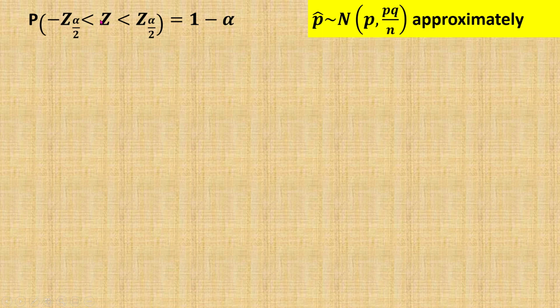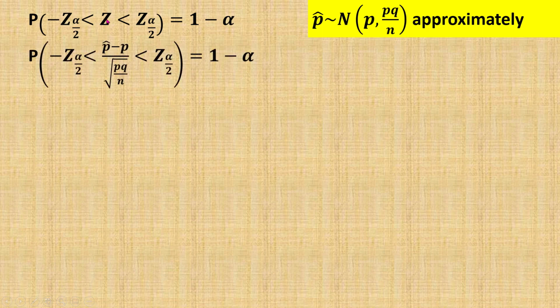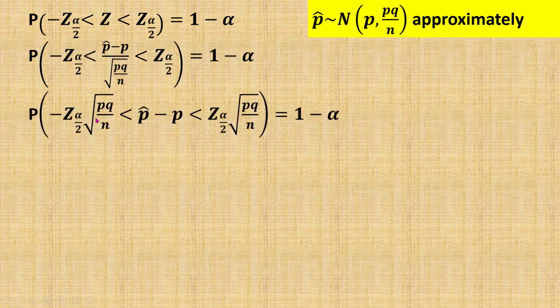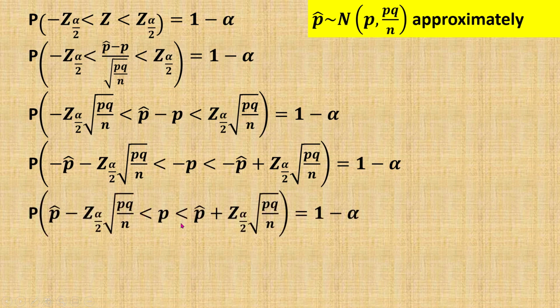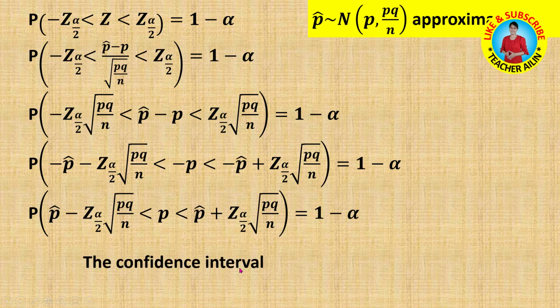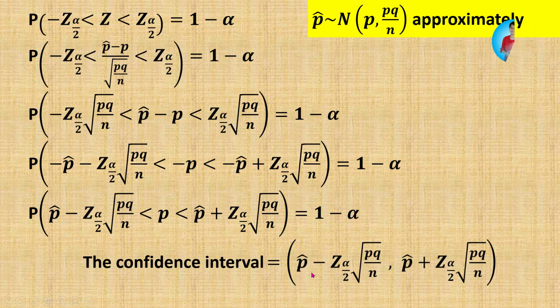Now I'm going to change the z back into the sample proportion, where z is equal to p hat minus p divided by the standard deviation. Then I shift this one to the left and right, and I get this. Next, I shift the p hat to the left and right, and when I change the p to positive and rearrange the inequality, I get p is greater than this one and less than this one. Therefore, the confidence interval for the population proportion is the interval from p hat minus z times the standard deviation until p hat plus z times the standard deviation.